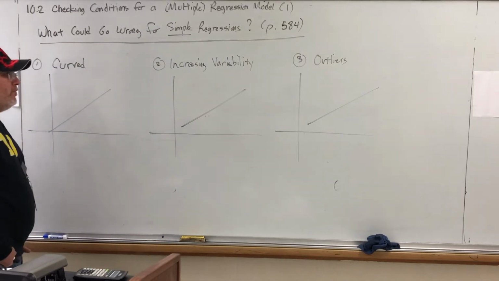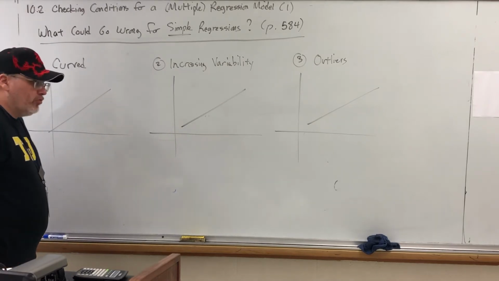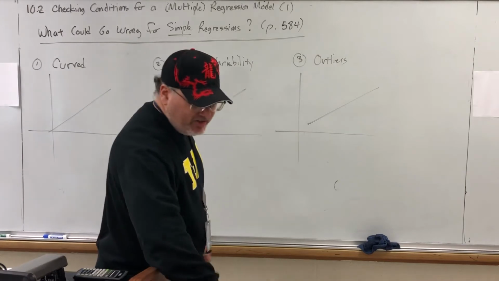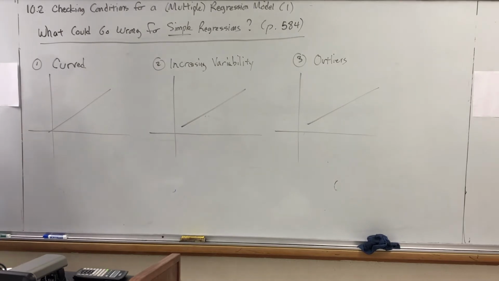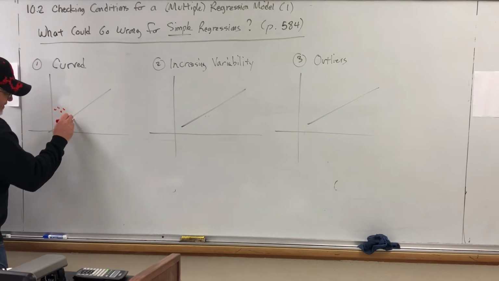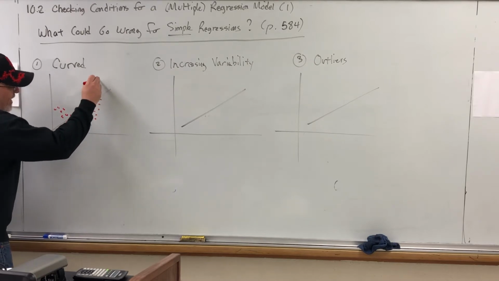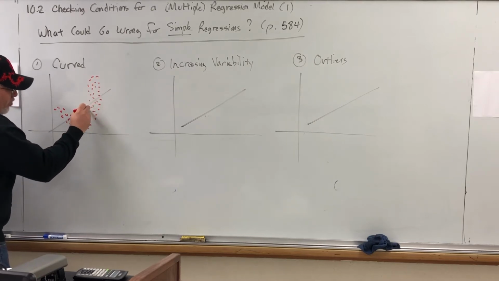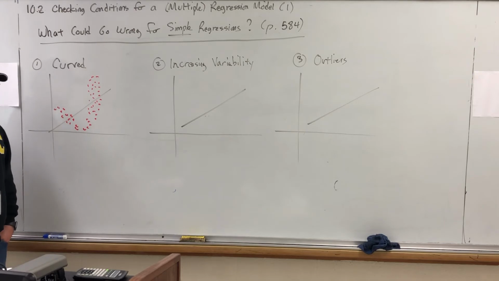Back on page 584, I believe this was in chapter 9, there are some illustrations about what could go wrong for a simple regression. In other words, things that if you saw visually in a scatter plot, you should not consider using a linear regression. One of the things that could go wrong is that your scatter plot is curved. So maybe you have some points that start out high, and then they dip down, and then they start going up, like that. Now, any set of points in a scatter plot has a line of best fit, but whether or not it's appropriate to use a linear regression depends upon things such as curvature. With curved data, you shouldn't use a linear regression.